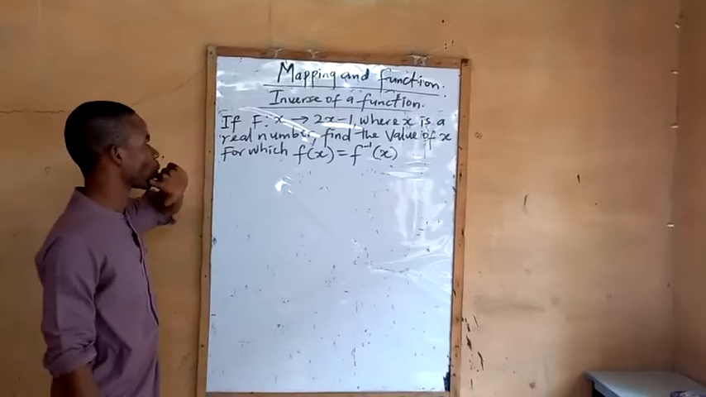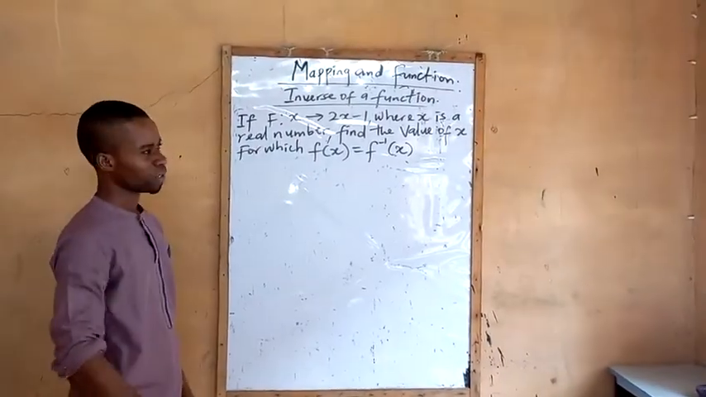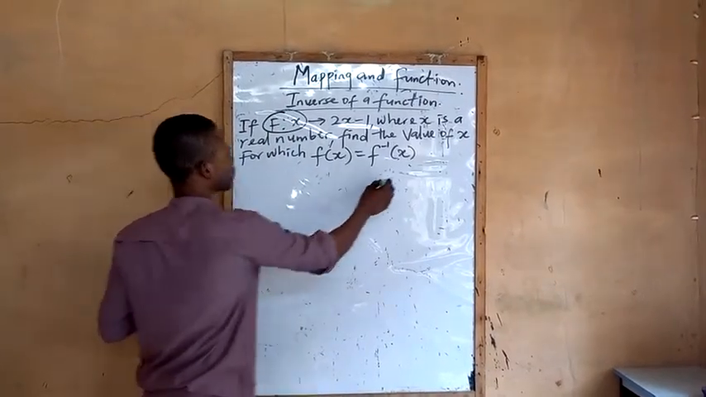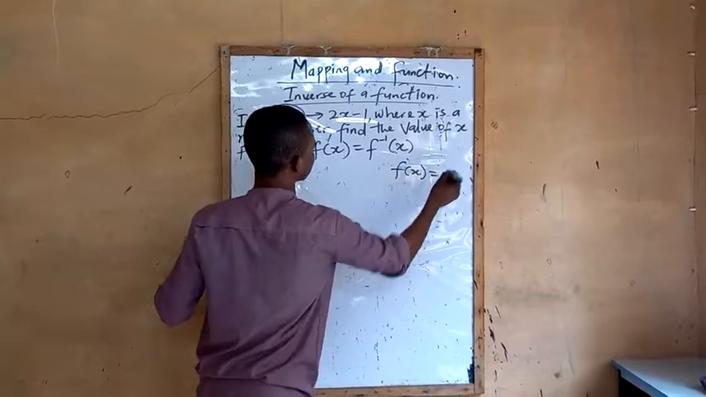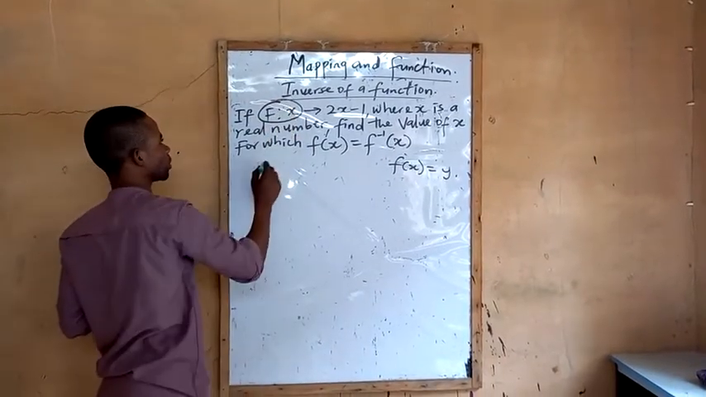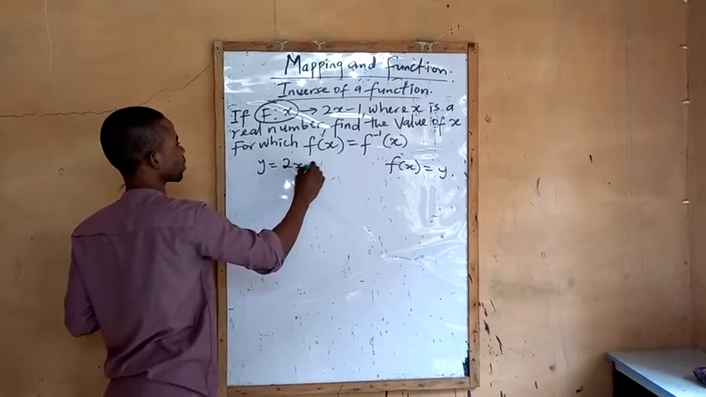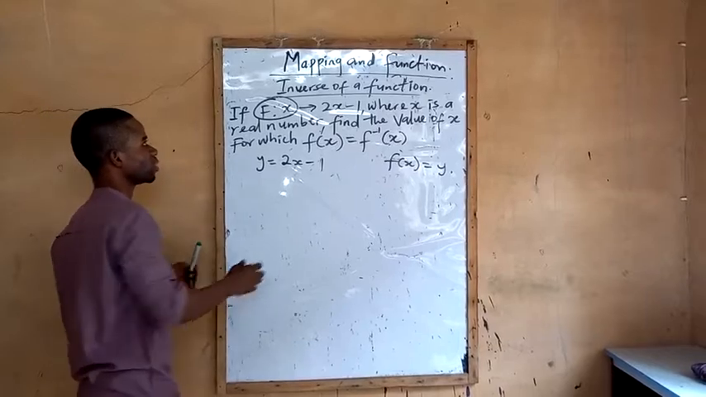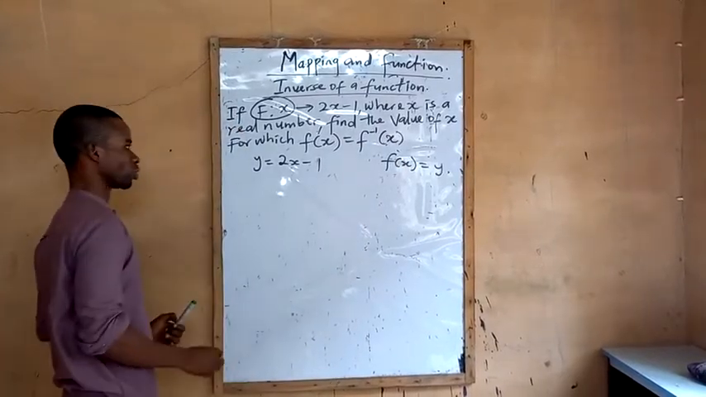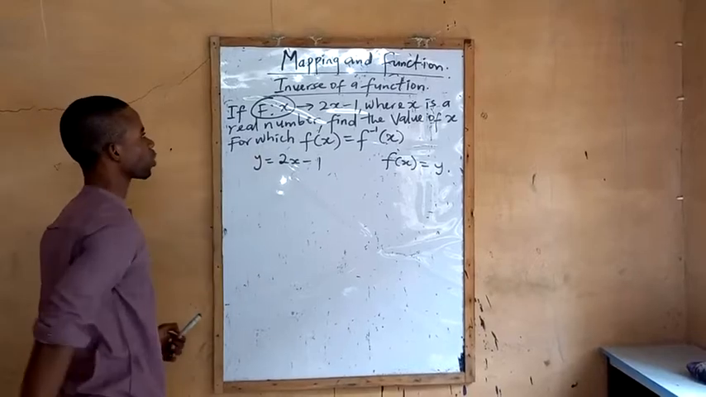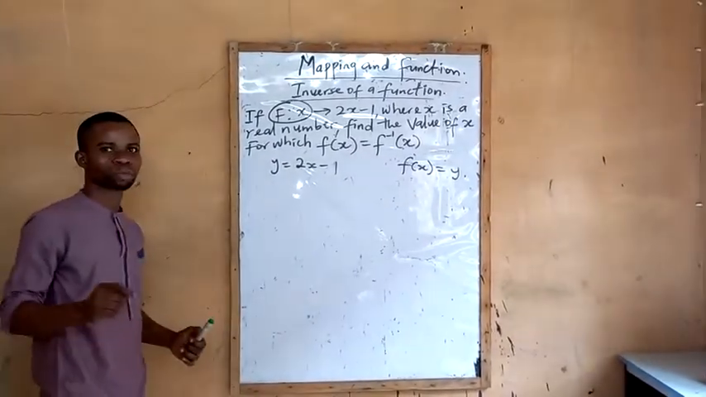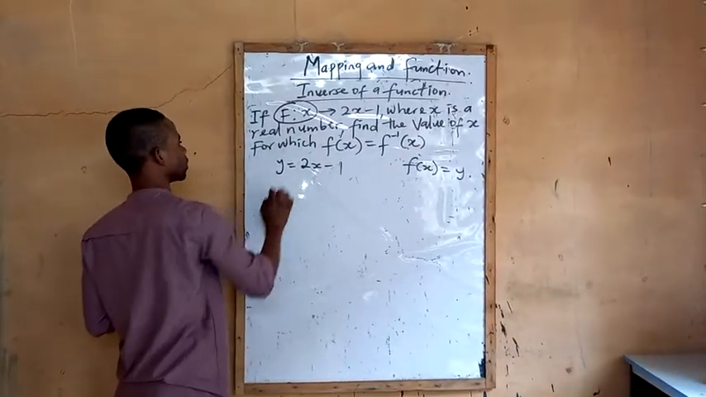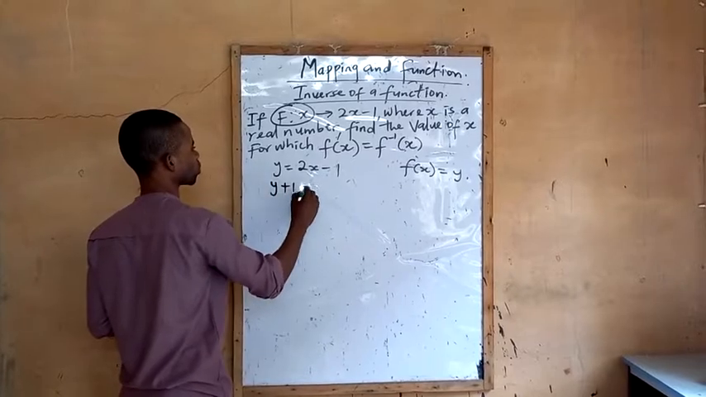Let's take a look at this also under inverse of functions. They are given f of x. Don't forget that f of x also means y. So this means y equals 2x minus 1. And anytime they ask you to find the inverse of f of x, the first thing to do after this is to make x the subject of formula. Now, let me try. Bring this minus 1 to this side, it becomes plus. y plus 1 equals 2x.